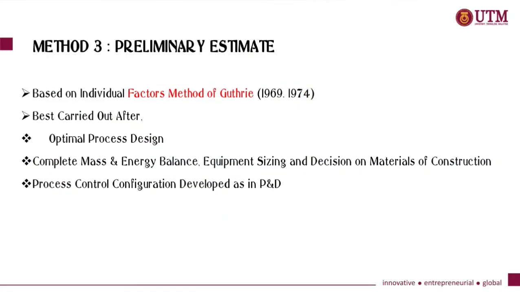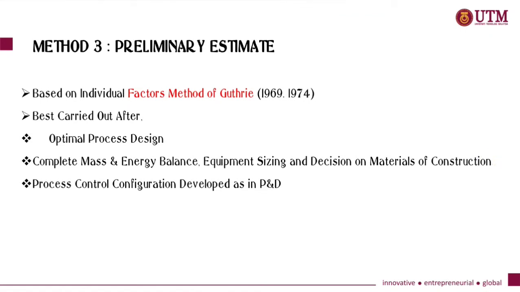Assalamualaikum and hi everyone. So I'm going to proceed with method 3 of the estimation of the total capital investment, which is called the preliminary estimate. This is based on the individual factor method and is best carried out after the optimal process design, complete mass and energy balance, equipment sizing, decision of material of construction, and process control configuration developed as in the P&ID. This method involves 5 steps.